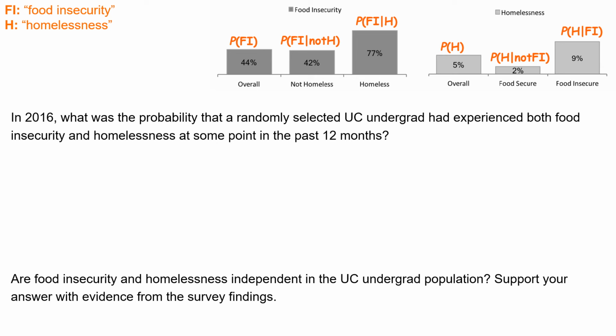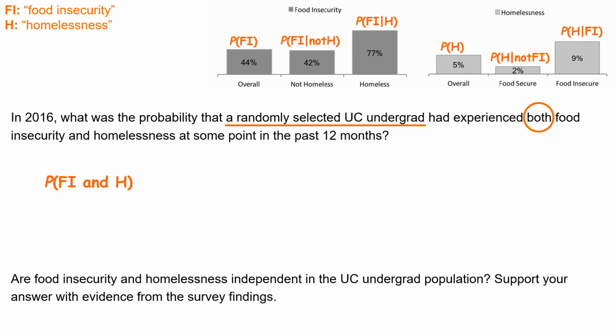Now, we are asked, in 2016, what was the probability that a randomly selected UC undergrad had experienced both food insecurity and homelessness at some point in the past 12 months? Notice that unlike the other values that were cited in paragraph format, we are looking for an experience with both types of insecurities, food and homelessness, not for any subgroup, but for all UC undergraduate students in 2016. So this is a general probability that includes two events. So this is called a joint probability, probability of FI and H.